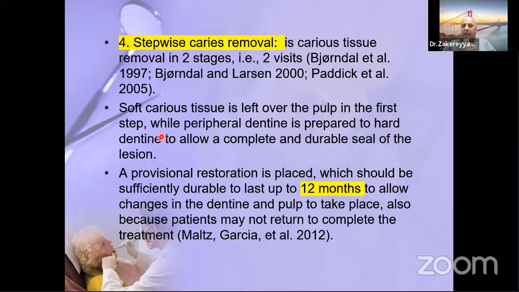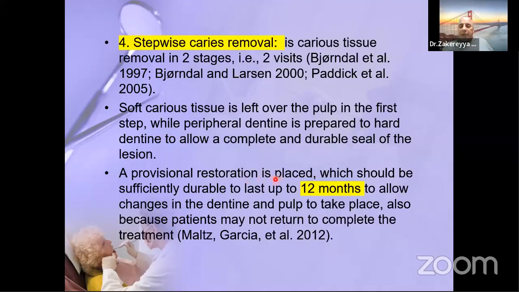Filling, like Fuji 9, glass ionomer filling. We send him home for 6 months, 8 months, a year. Okay, when he comes back to us, we remove the temporary or provisional restoration, and we assess again the amount of caries. Can we remove more? Yes, we can. We remove as much as we can, and then after the secondary entry into the lesion, okay, we provide the permanent restoration.